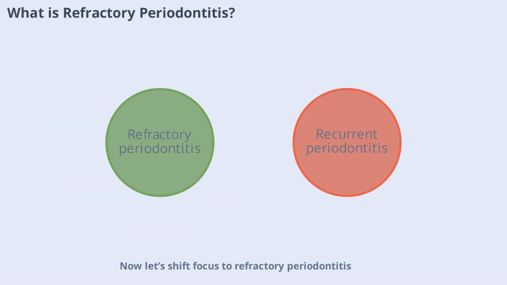Now, let's shift focus to refractory periodontitis. According to the American Academy of Periodontology, refractory periodontitis refers to cases that do not respond to any treatment, regardless of how thorough or frequent it is. This is different from recurrent periodontitis, where the disease returns after remission due to inadequate plaque control. In refractory cases, the reasons for treatment failure are often unclear, making management more challenging.